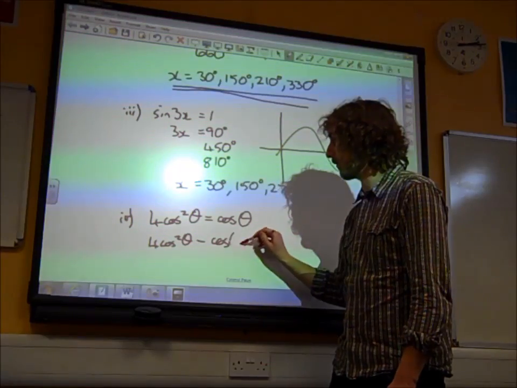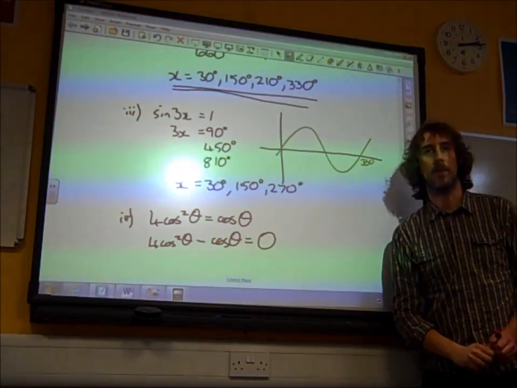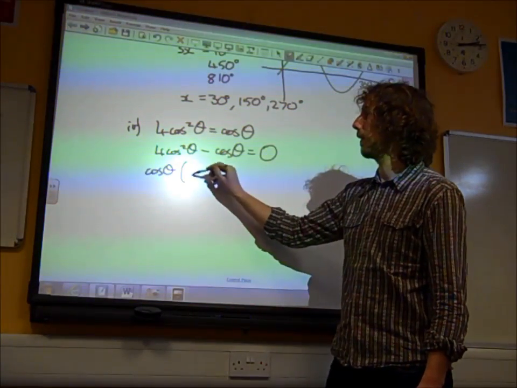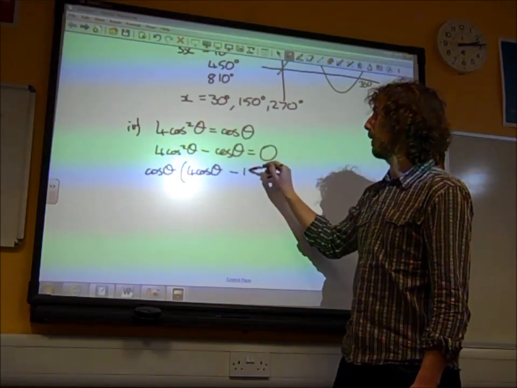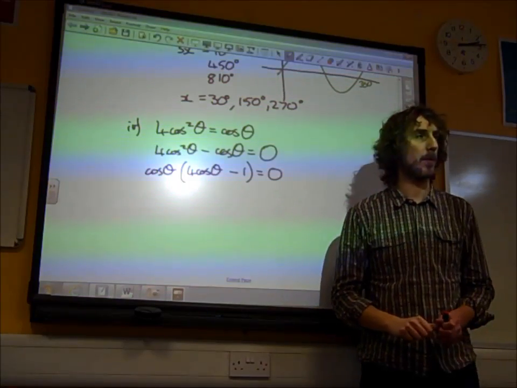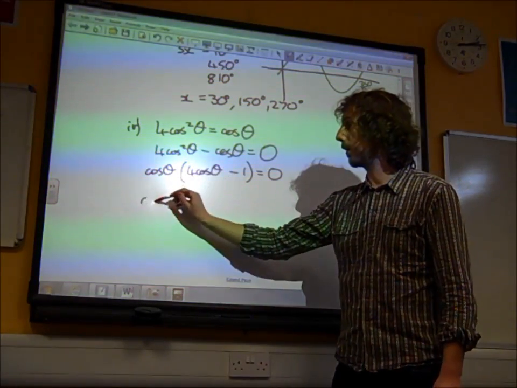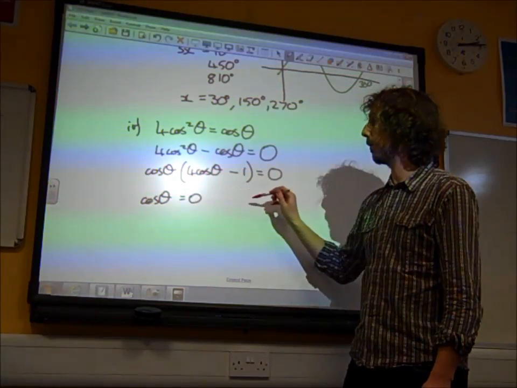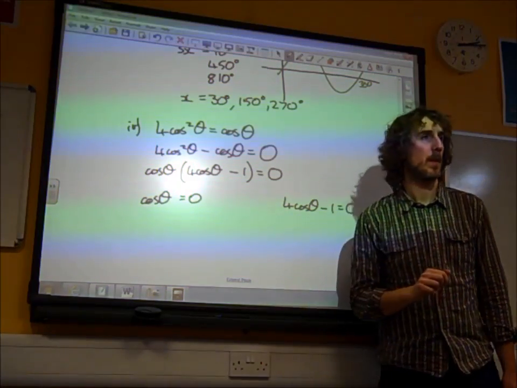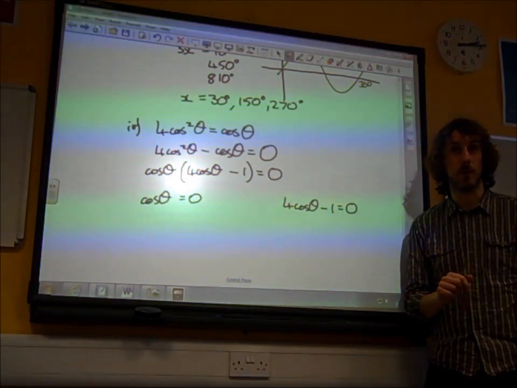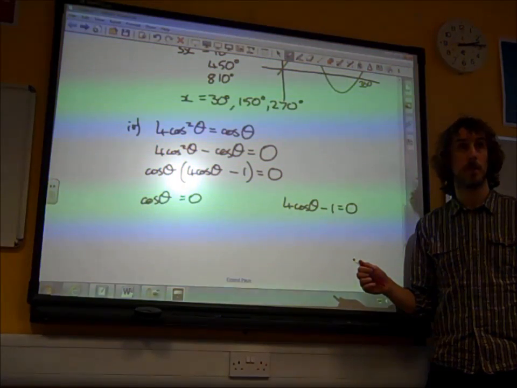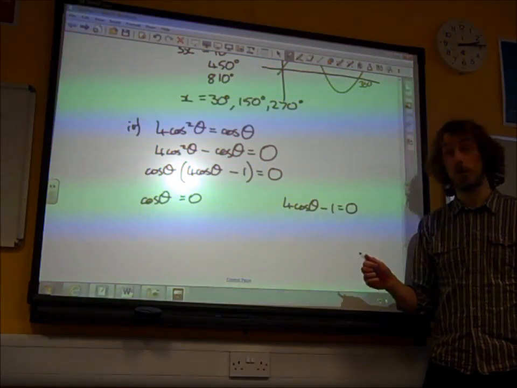What we're going to do is we're going to rearrange it, aren't we? And put it equal to 0, and then we're going to factorise it with a common factor of cos theta. If we take cos theta out as a common factor, then we've got cos theta being 0, or 4 cos theta minus 1 being 0. Now can you answer the question why we couldn't just divide by cos theta? Alright, we'll come back to it.